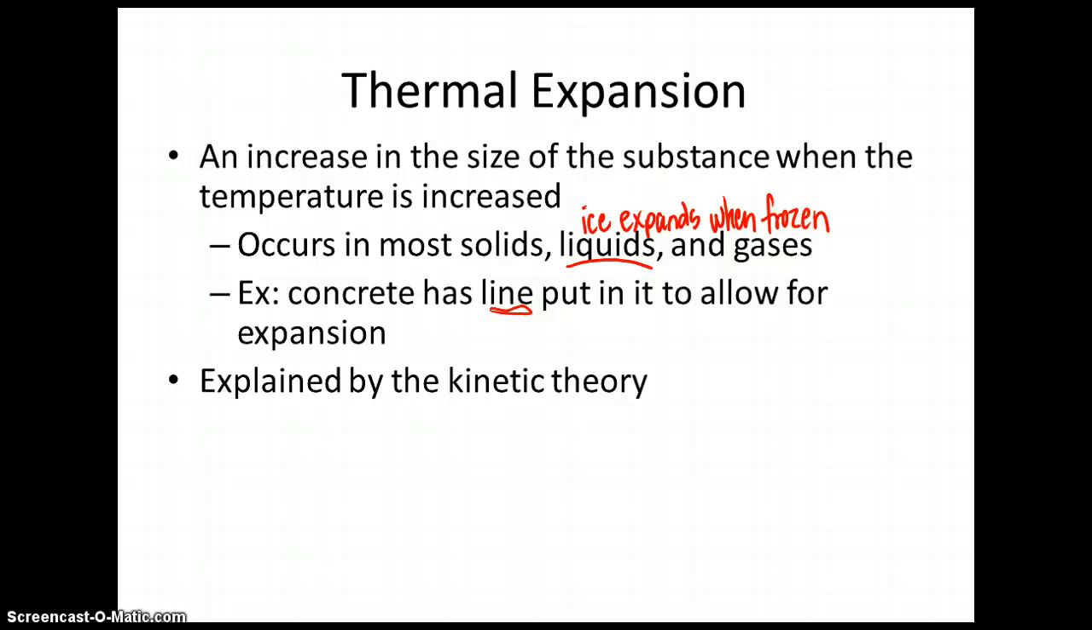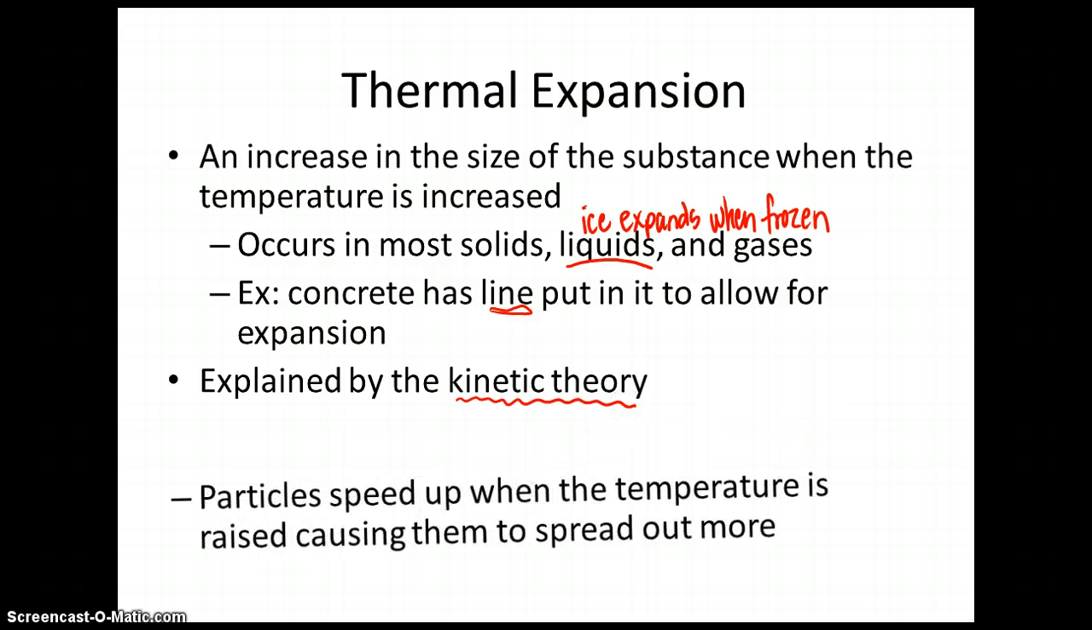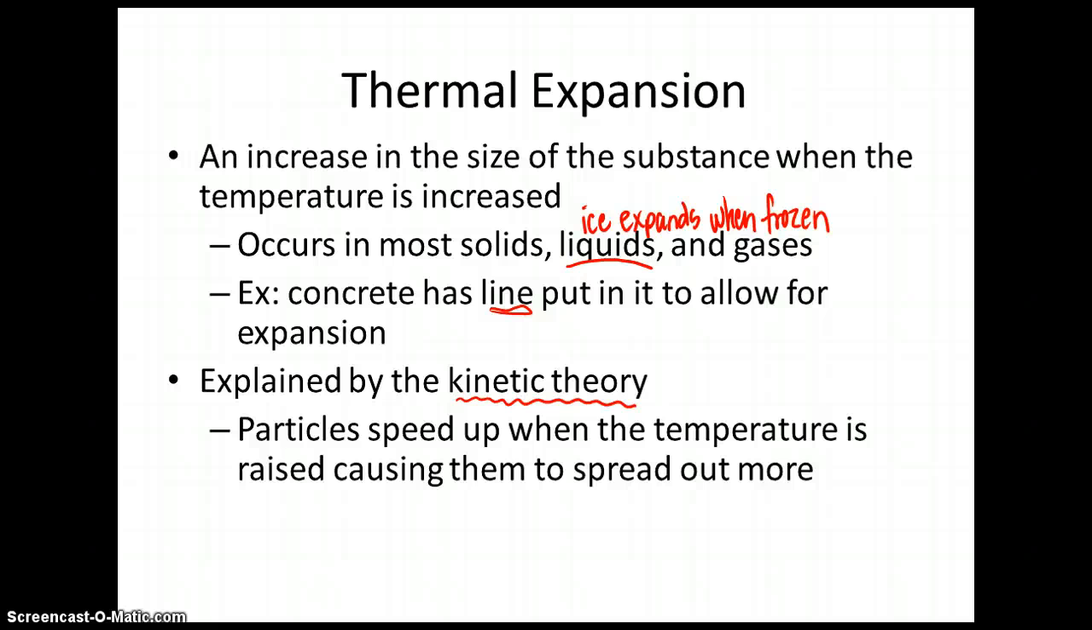Thermal expansion is explained by our kinetic theory. Just a reminder, kinetic theory always deals with particles that are in motion. So our kinetic theory means when our temperature is raised, our particles speed up, they bump into each other more often, and it causes them to spread out even more.